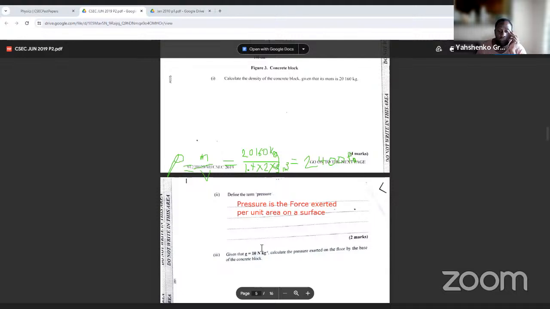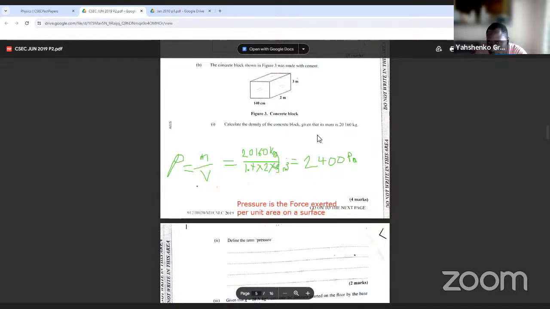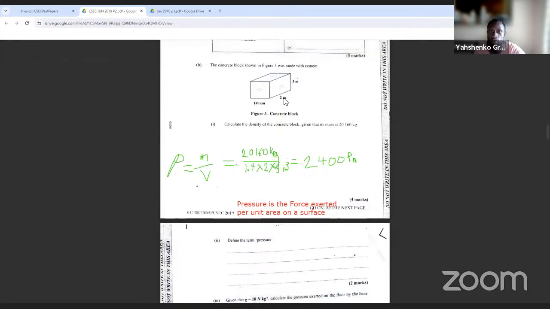Now, given that G is equal to 10 Newton per kilogram, calculate the pressure exerted on the floor by the base of the concrete block. And by saying Newton per kilogram, they're given the acceleration due to gravity in terms of the amount of force per every kilogram. All right, so if we go back, the base area of this block is going to be the 1.4 times 2, because those are the dimensions that are touching the ground, right? Which is going to give us 2.8.